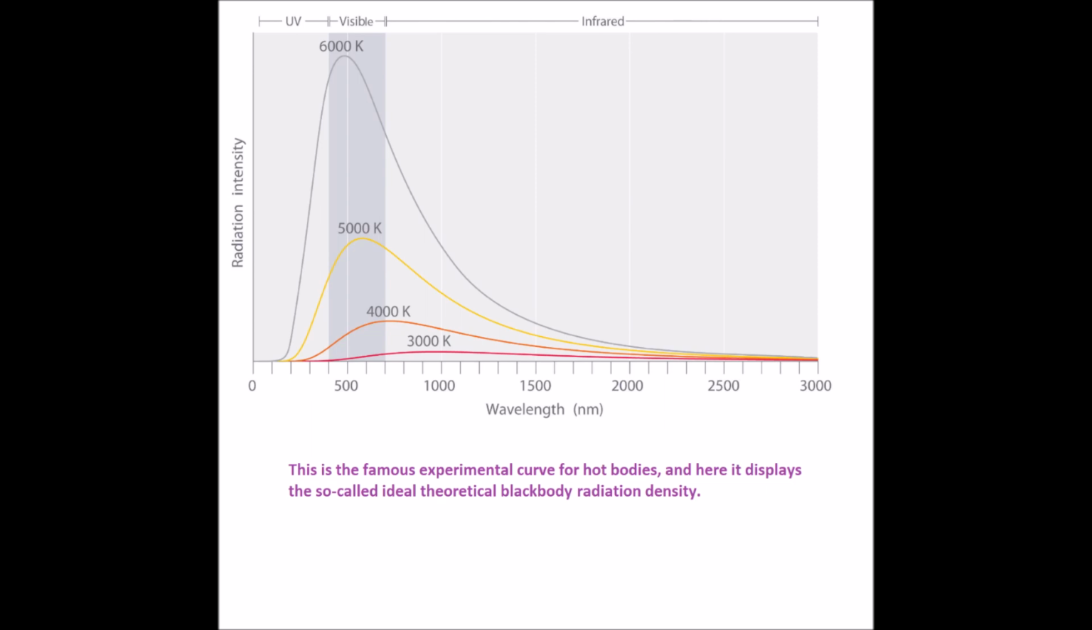This is the famous experimental curve for hot bodies, and here it displays the so-called ideal theoretical blackbody radiation density. Note that if the temperature were about 3000 Kelvin, the color of the radiation emanating from the object would be dark red, because it barely covers the red wavelength of the visible spectrum. But if we raise its temperature to 4000 Kelvin, for example, the peak will shift to the left and fall at the shorter wavelength corresponding to the orange color. If we raise the temperature to 6000 Kelvin, the thermal glow would be white because most of the electromagnetic energy would be emanating in the visible field.